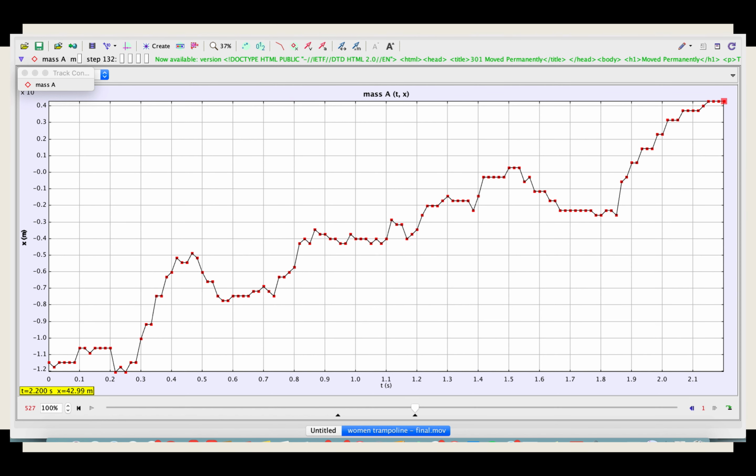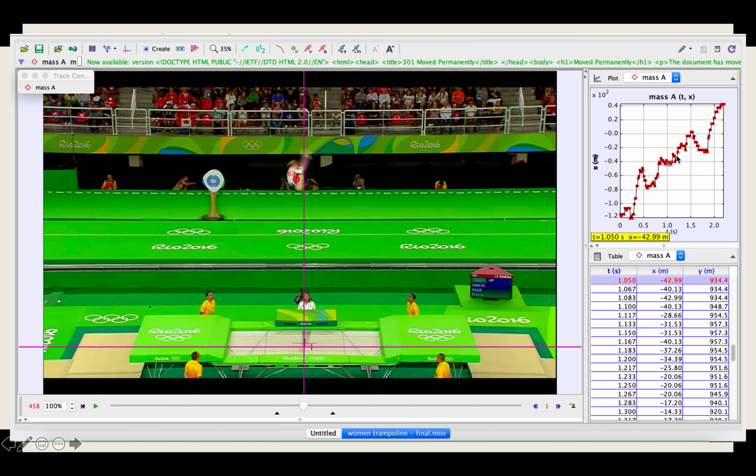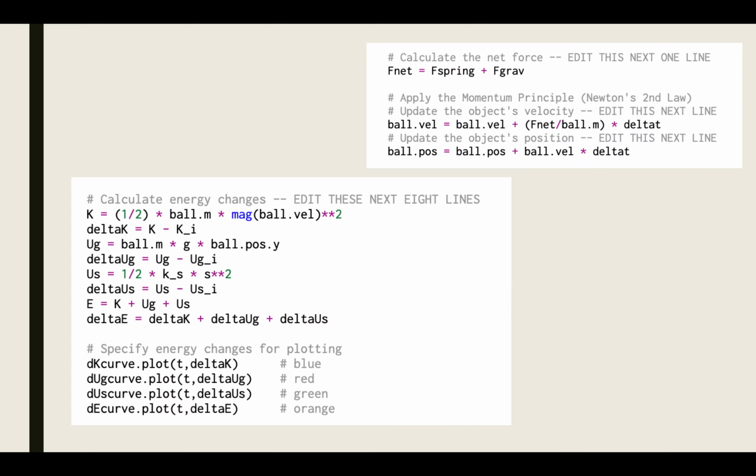Analyzing the video, I analyzed a video of a woman trampoline gymnast, and this was her graph of position against time, her X position. As you can see, she's twirling in the air, and I put a center of mass on her, and I recorded her X position and her Y position.